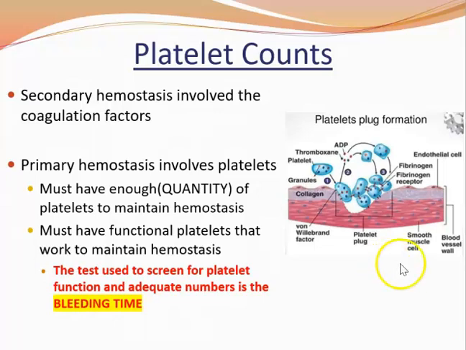If you look over here, part of that primary hemostasis is being able to form that platelet plug. And we use a test in coag sometimes to test platelet function and to see if we have adequate numbers, and that test is called the bleeding time test.